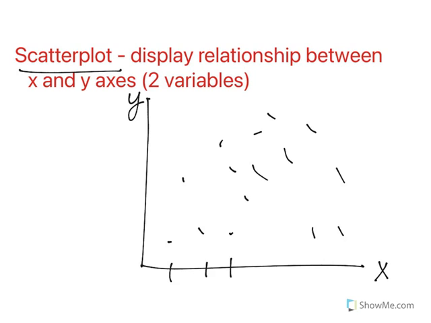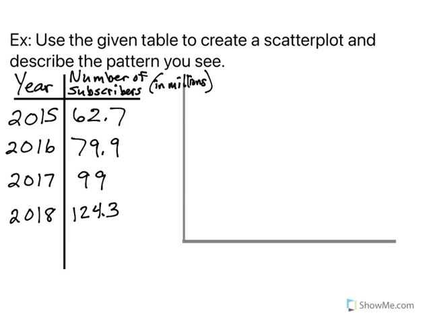Because it's going to show a relationship between these variables, this variable down here and this variable up here. So you're trying to see, do these dots show a pattern? Do they show us something? So use the given table to create a scatter plot and describe the pattern you see.